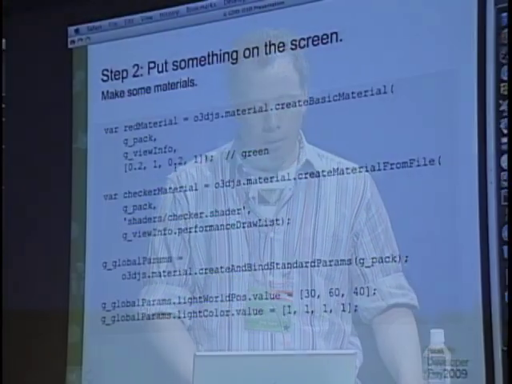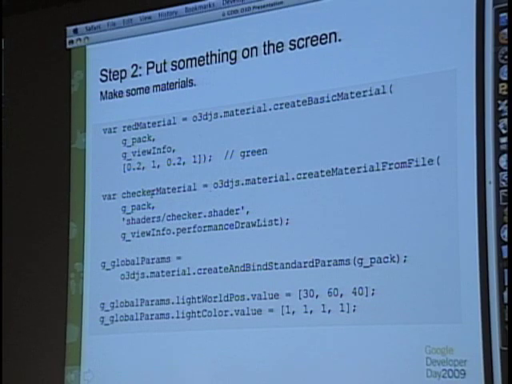Let's put something on the screen. So the first thing we're going to do is create a basic material. And this is another one of those utility functions that's hiding a lot of the things under the hood. If you actually did it in the low-level O3D, you have to create shaders, and you have to set up quite a few things. But our high-level libraries will do this for you. And so this is a green material, just solid green. Then here we're calling a different utility function. This one creates a shader for us by loading it from a file. And this shader does a checkerboard pattern.